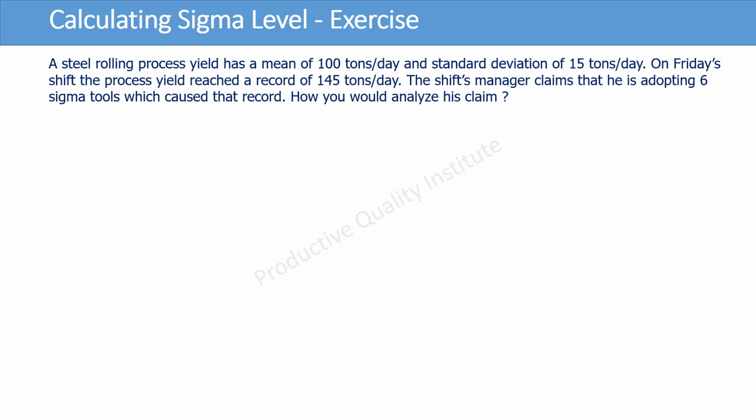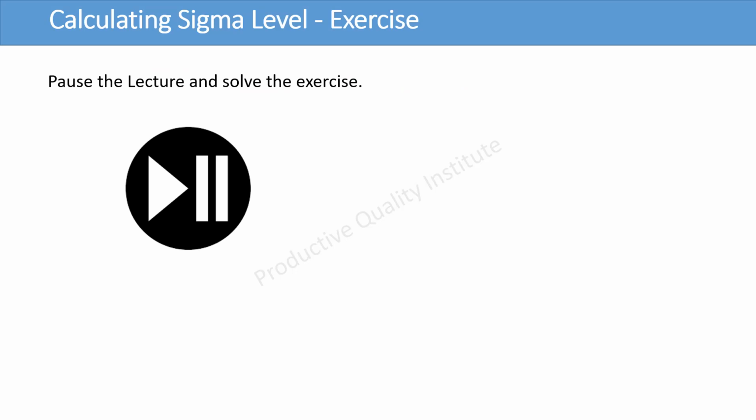The yield of a steel rolling process has a mean of 100 tons per day and a standard deviation of 15 tons per day. On Friday's shift, the yield of the process reached the record of 145 tons per day. The shift's manager claims that he is adopting Six Sigma tools, which caused that record. How would you analyze his claim? Please pause the lecture and solve the exercise.